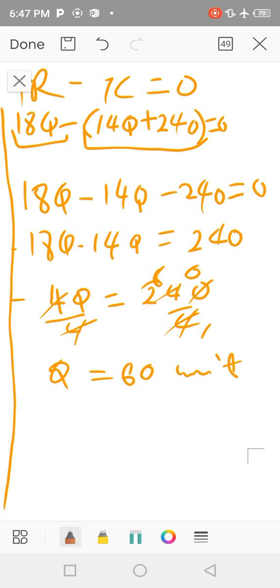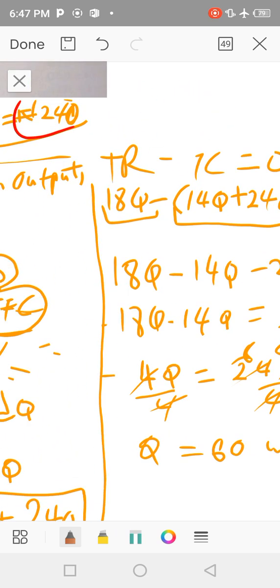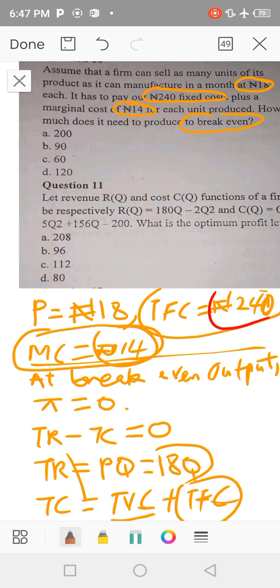So the break-even output, the units of output that the firm needs to produce to break even, is 60. And from the question, the answer is going to be option C. So that is it.